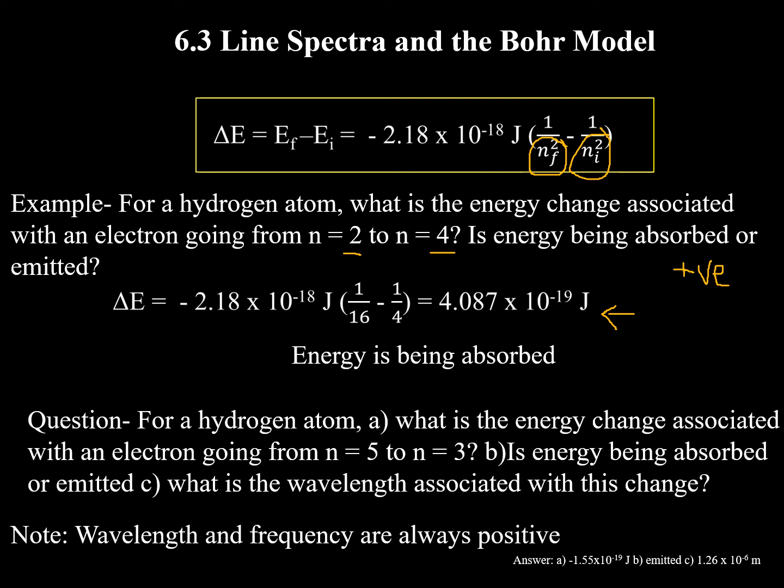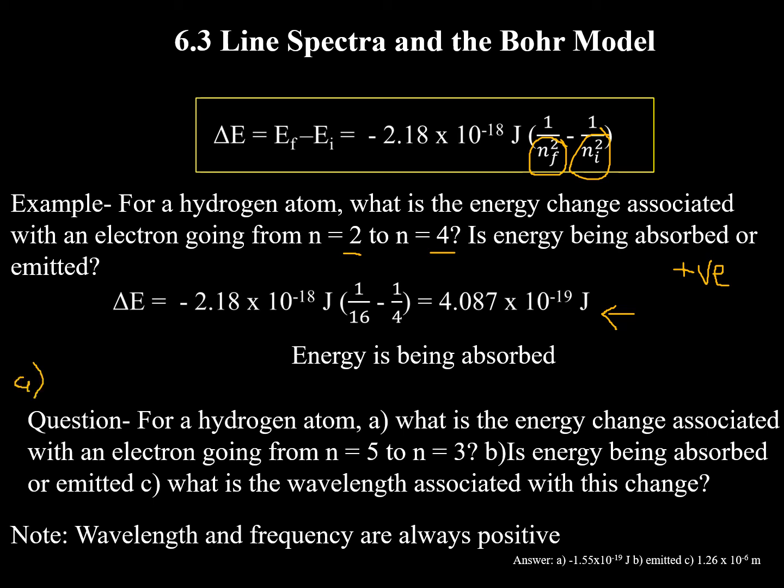The question is, for a hydrogen atom, what is the energy change associated with an electron going from n equals 5 to n equals 3? So when n equals 5 to n equals 3, again, we have this equation. I'll write it out. I'll do it up here for A.